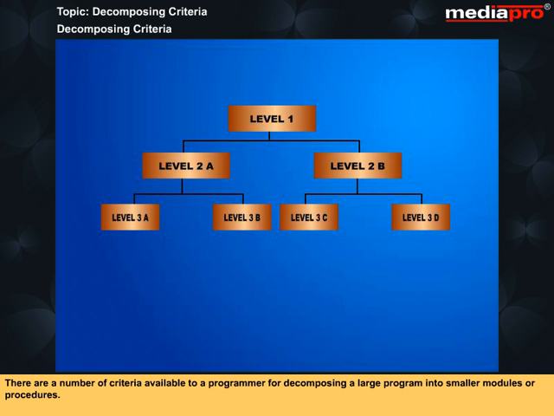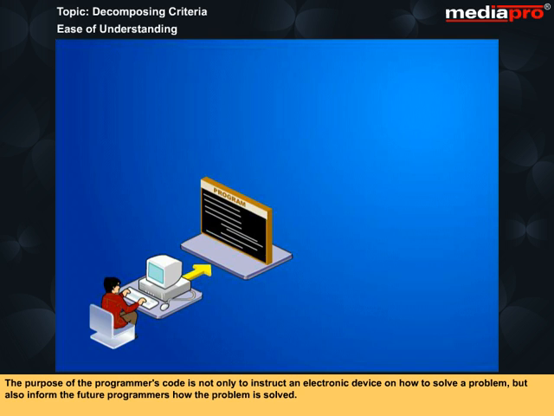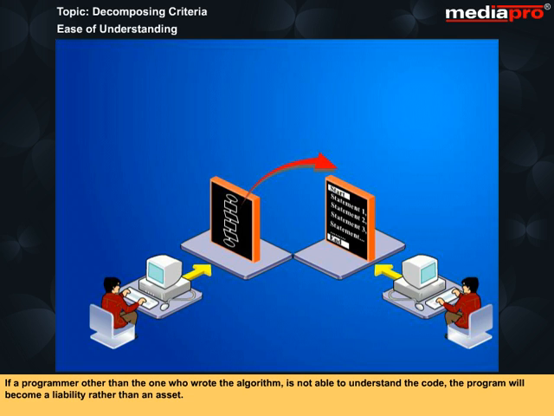There are a number of criteria available to a programmer for decomposing a large program into smaller modules or procedures. Some of these criteria are as follows. The purpose of the programmer's code is not only to instruct an electronic device on how to solve a problem, but also to inform future programmers how the problem is solved. If a programmer other than the one who wrote the algorithm is not able to understand the code, the program will become a liability rather than an asset.